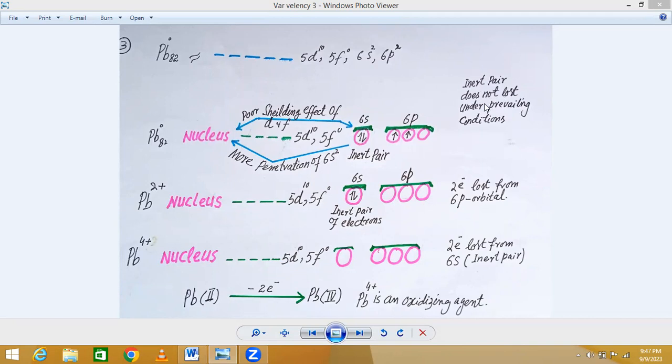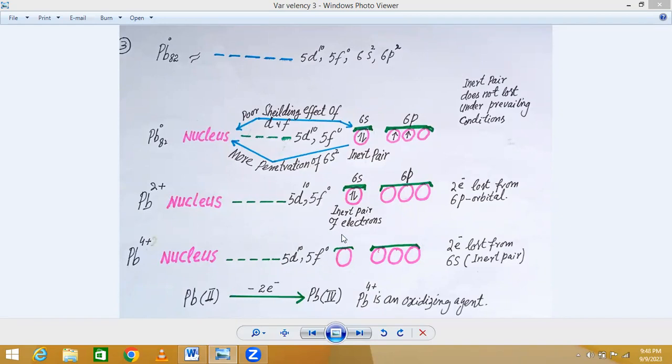The inert pair does not take part under the prevailing condition, but only 6p can be lost under the prevailing condition. So if they are lost, the two electrons, we will get lead 2 plus, and the configuration can be written as, now you can see here the configuration of 2 plus, the 6p is empty. But here we still have the 2 electrons, the electron pair, in the 6s orbital.